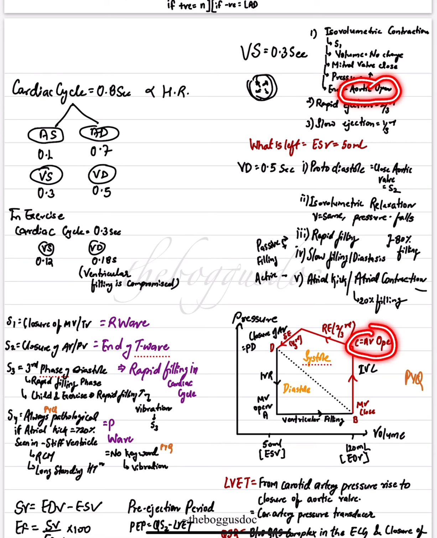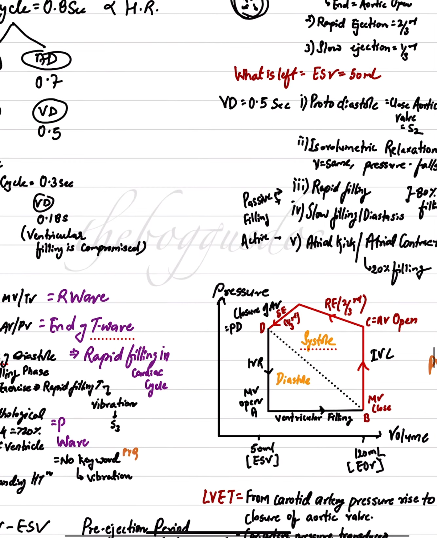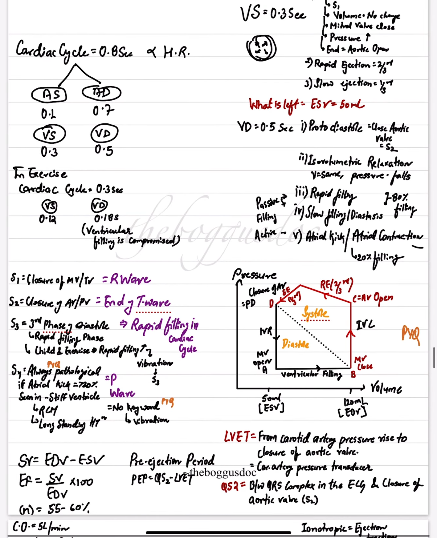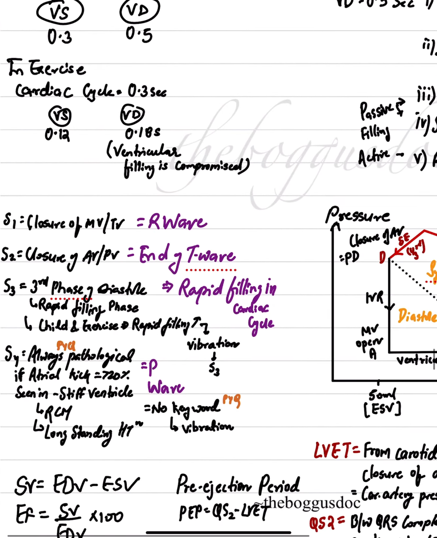As I told you, after the aortic valve is open, there is a rapid ejection phase of two-third, followed by a slow ejection phase of one-third, followed by closure of which valve? The aortic valve. After closure of the aortic valve, it is protodiastole. After that we have isovolumetric relaxation, and the mitral valve is open, and rapid filling, slow filling, atrial kick, all is done in this phase, ventricular filling.